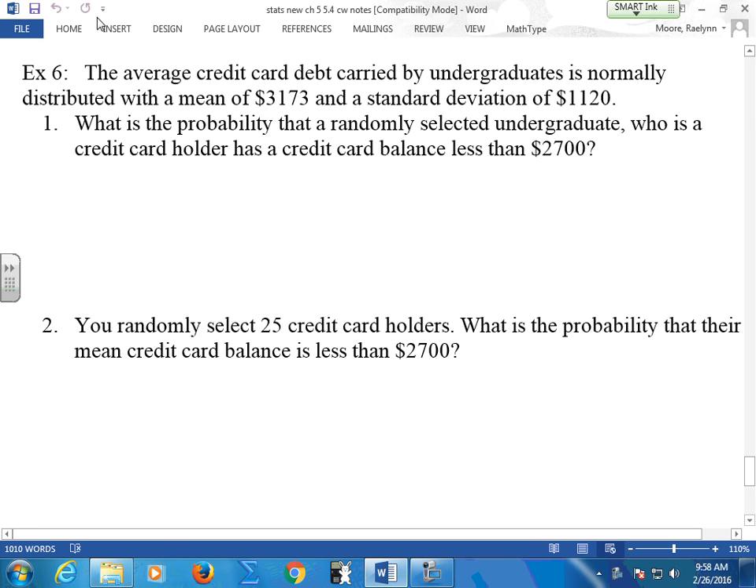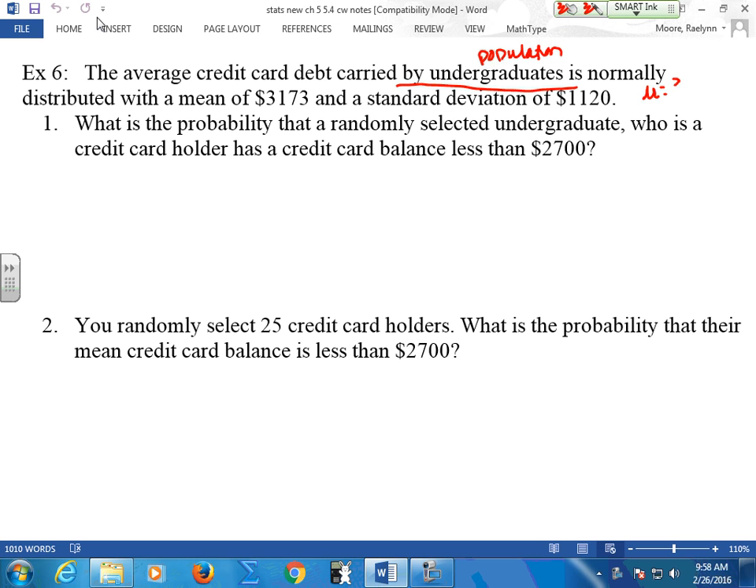The average credit card debt carried by undergraduates, and they mean all undergraduates, is normally distributed. This is the population. It's normally distributed. It has a mean of 3173 and a population standard deviation of 1120. What is the probability?